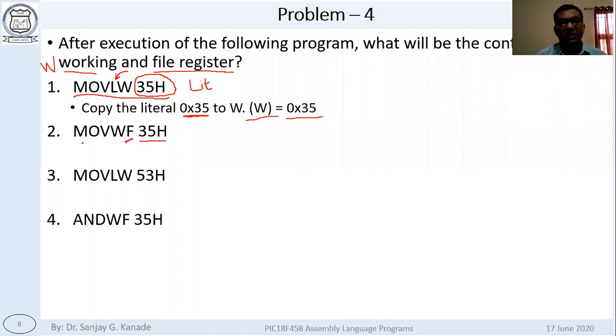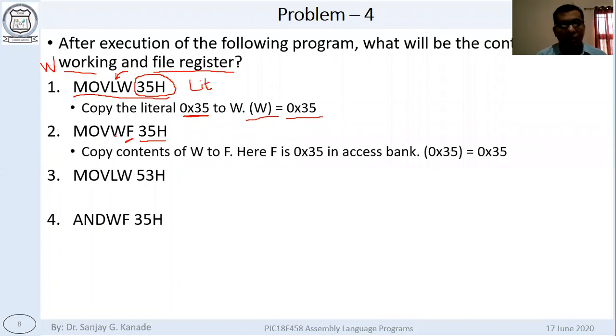What this instruction does is copy the contents of W to file register F. Now this F in this case is 0x35, and since nothing is mentioned in the instruction, by default, MOVWF, what this instruction has, comma A is 0 in here, that's why this is part of the access bank. So the register 35H will have the value 35H.